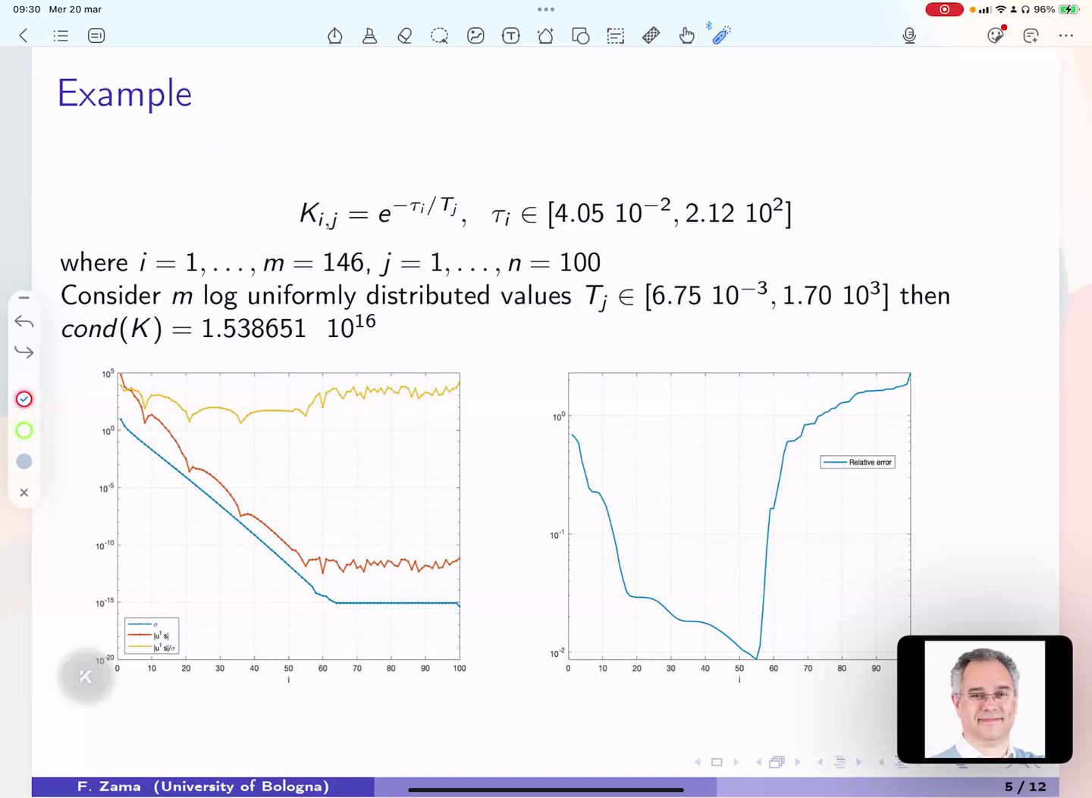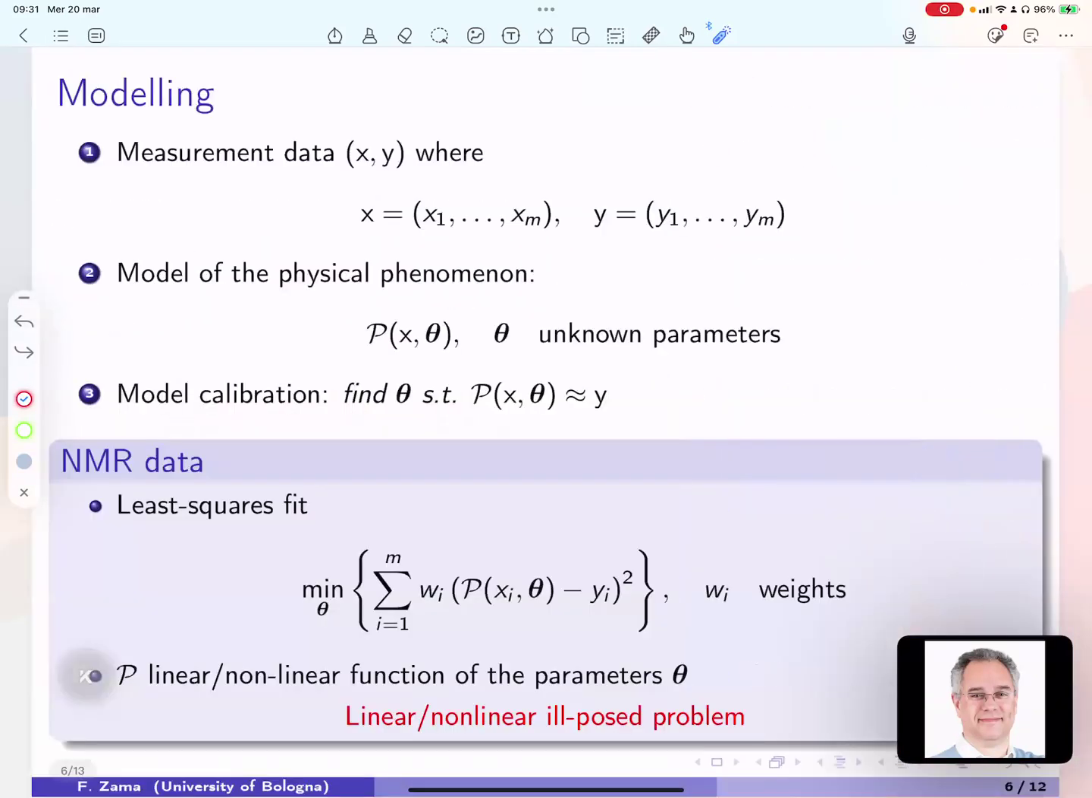And this is the reason why we cannot afford the solution in the classical sense. We have to do something to avoid this increase of the error. And this is just an example, but it happens every time we solve an ill-posed problem.